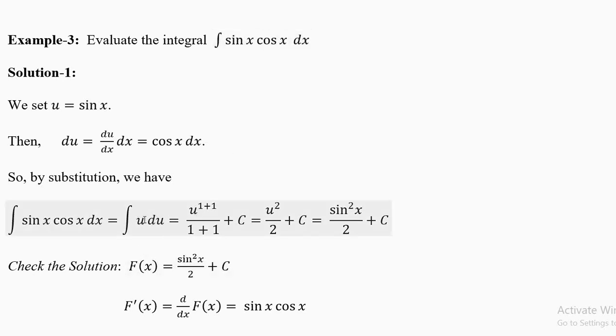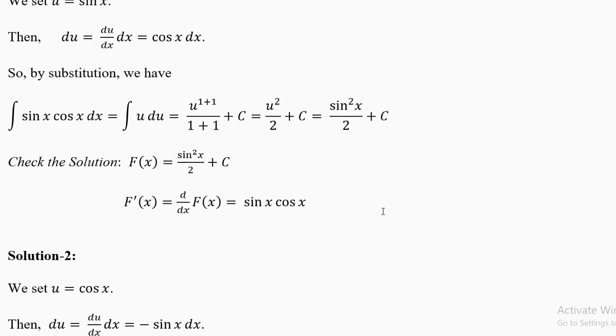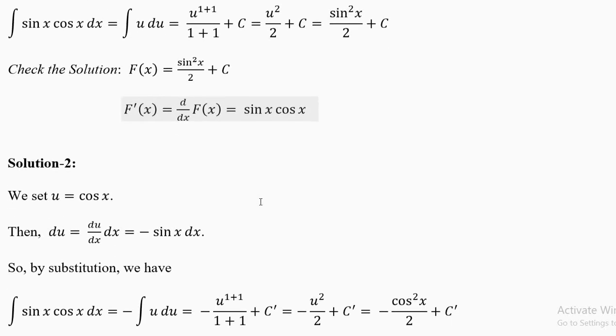You will get u power 1 plus 1 divided by 1 plus 1 plus c. You will get u square by 2 plus c. You can write it as sine square x, because u equal to sine x. There is no need of a bracket. It is sine square x, not sine x square, plus c. Now you can check the solution. You differentiate it, you will get back sine x cos x.